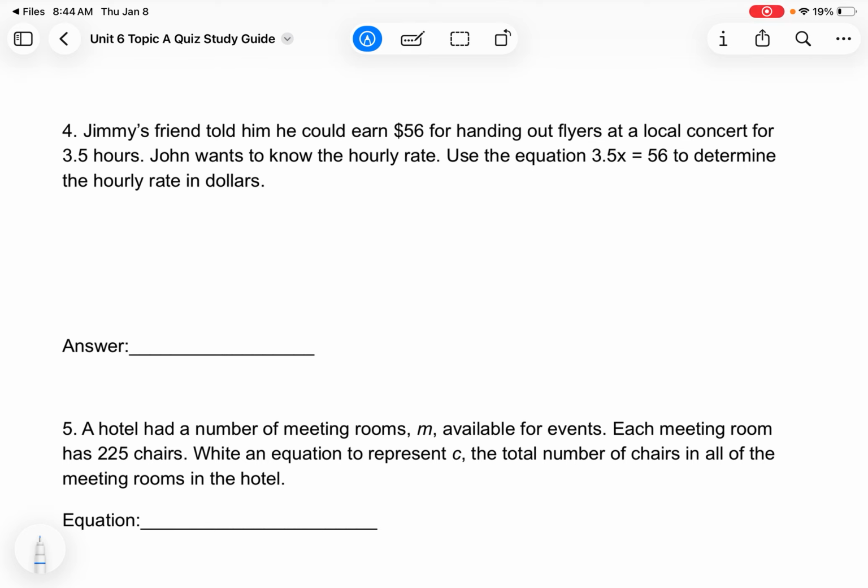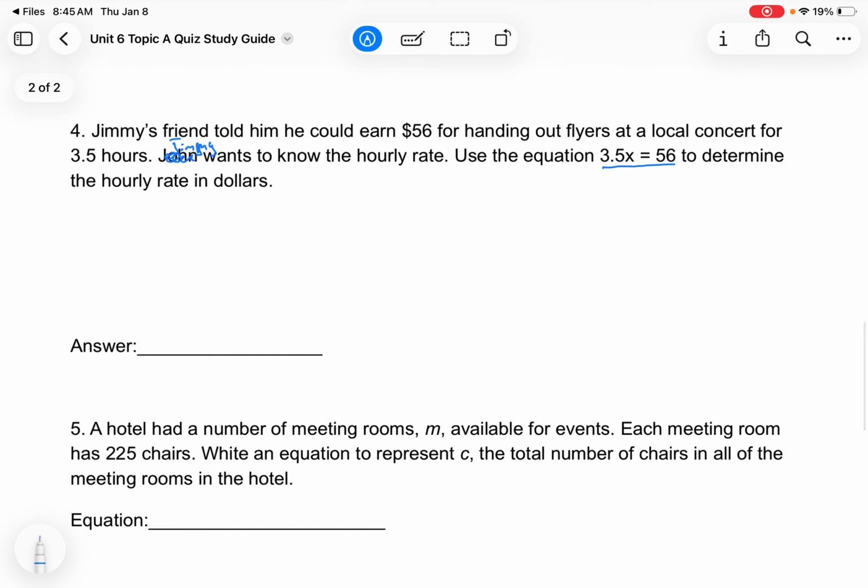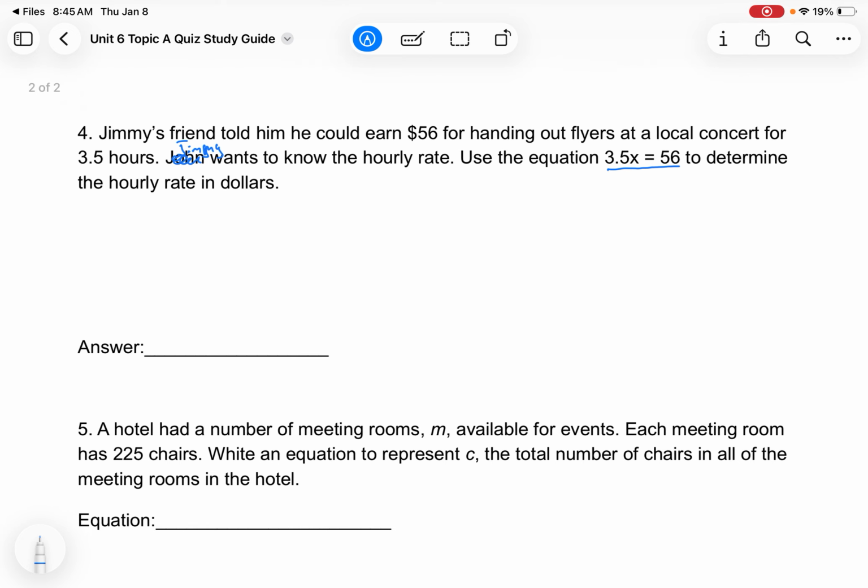Okay. Now, Jimmy's friend told him he could earn $56 for handing out flyers at a local concert for 3.5 hours. Oh, another one where I forgot to change the name. That should be Jimmy. Jimmy wants to know the hourly rate. Use the equation 3.5x equals 56 to determine the hourly rate in dollars. So, if I want to know what x is, I need to divide 56 by 3.5. Now, that's the easy way.